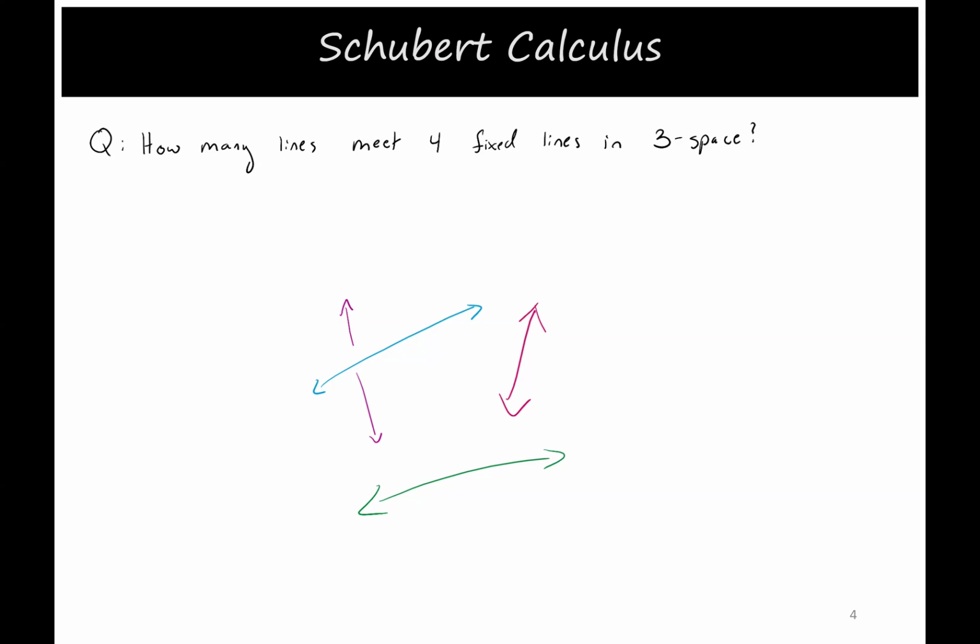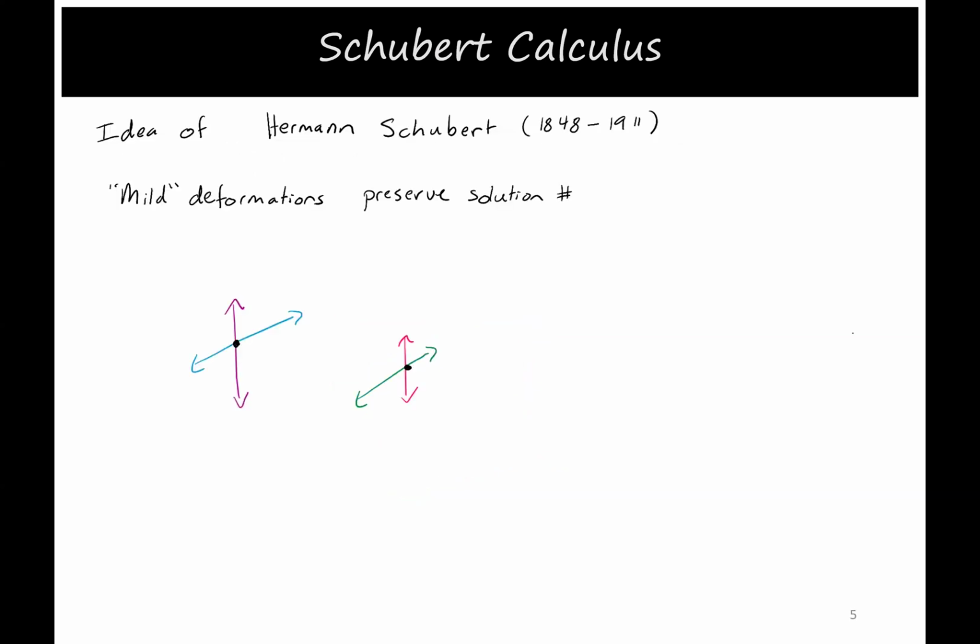Let me tell you about a way that you can think about this. It's maybe a little bit cheating because I told you you're supposed to take four lines at random. But the idea of Hermann Schubert and his contemporaries, the Schubert calculators, is that you can mildly deform the situation and you expect that the number of solutions gets preserved. So I'm going to take a pair of these fixed lines and deform them so that they intersect, and take another pair and deform them so that they intersect.